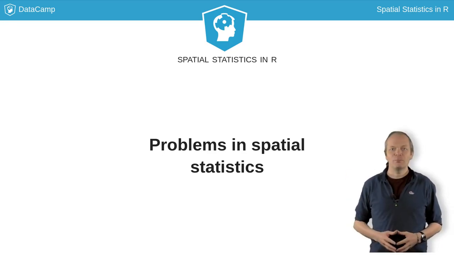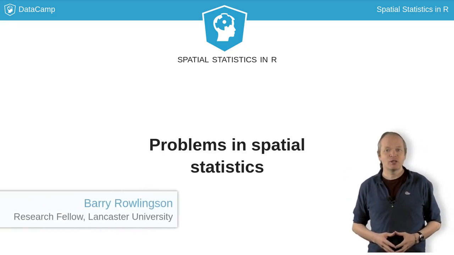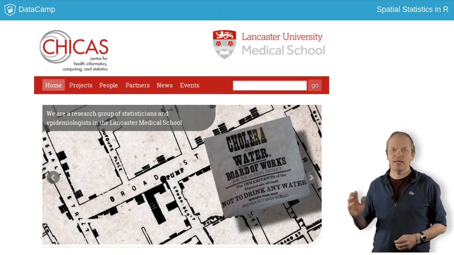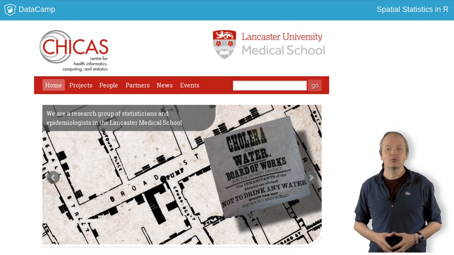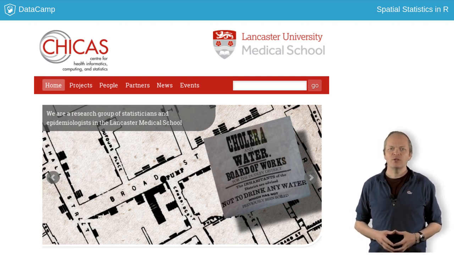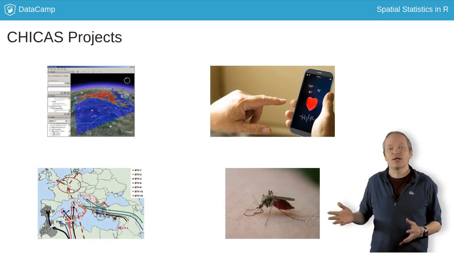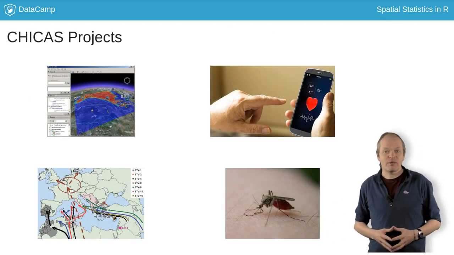Hello, I'm Barry Rowlingson and I'm a research fellow in the Centre for Health Informatics, Computing and Statistics, CHICAS, at Lancaster University's Medical School. We use spatial statistics to look at health data, to detect epidemics, to advise on treatments and to spot risk factors.